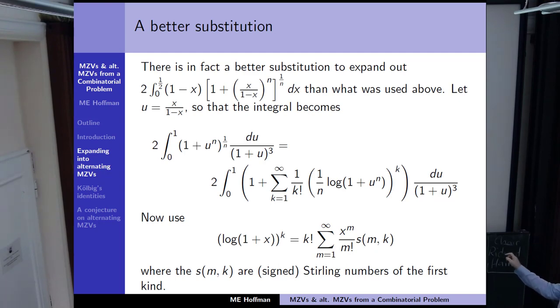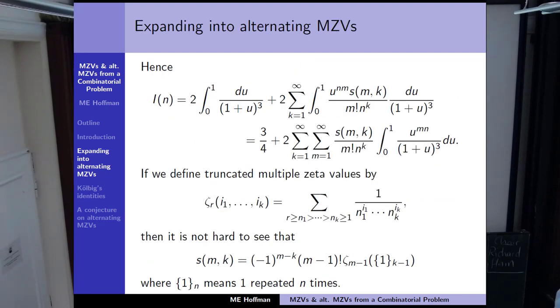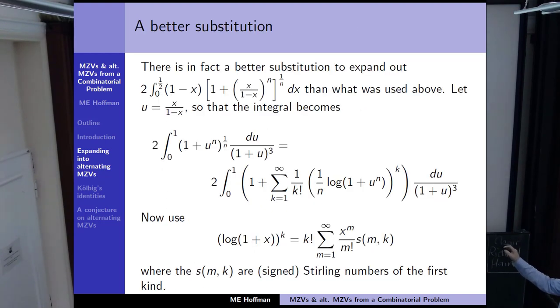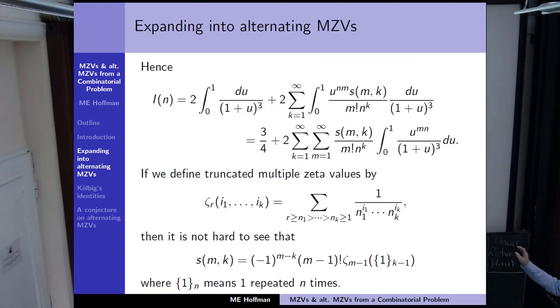And now you use the fact that, if you expand out powers in the logarithm, you get a generating function for Stirling numbers of the first kind. And these are signed Stirling numbers of the first kind. So the first revision from the initial approach is to use this substitution instead, expand it out in a series, use the Stirling number generating function. And then if you put that generating function into the series, this is the expression you get. So right away, that 1 at the beginning separates out the 3/4 term. That's this integral. And then you have a series like this.